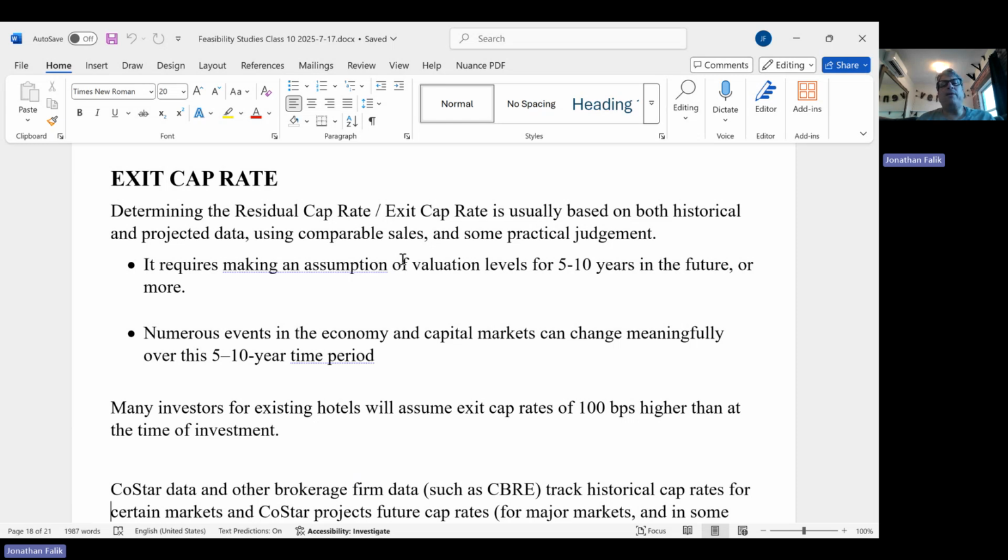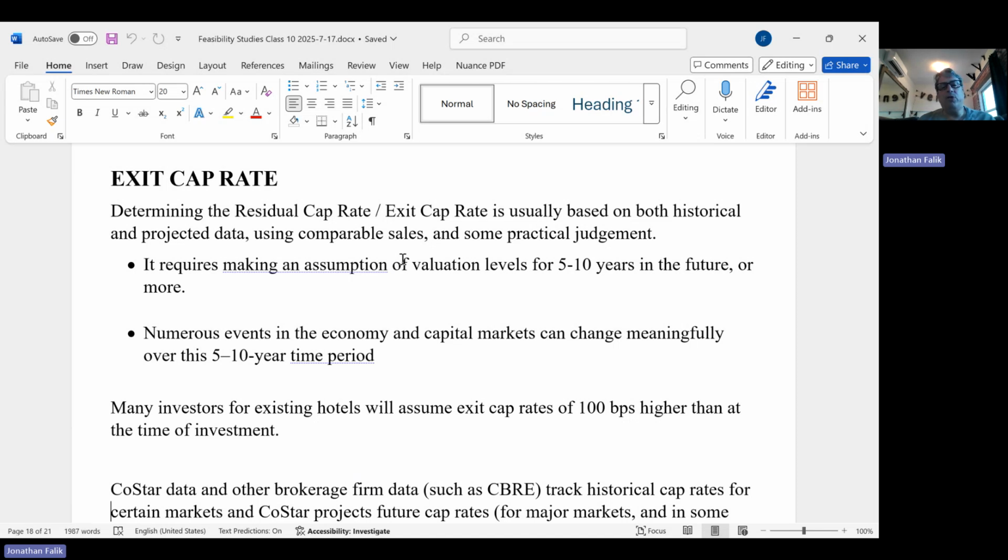We're going to think about using a residual cap rate or exit cap rate. It's the same, two ways to say the same thing. We're going to use it based on historical and projected data. We're going to look at comparable sales. We're going to use some practical judgment because we need to make an assumption, and our assumption is going to be 5 or 10 years or something like that in the future. We don't know where valuation levels will be, right?